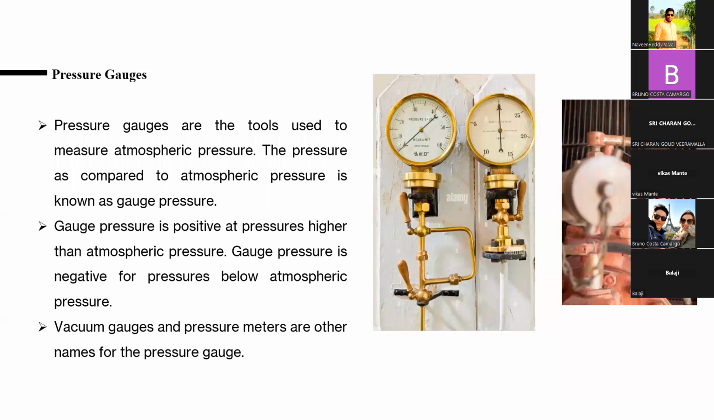Pressure gauges. Pressure gauges are tools used to measure atmospheric pressure. The pressure as compared to atmospheric pressure is known as gauge pressure. Gauge pressure is positive if the pressure is higher than the atmospheric pressure. Gauge pressure is negative for pressures below the atmospheric pressure. Vacuum gauges and pressure meters are the names for pressure gauge. These are the images of categories.